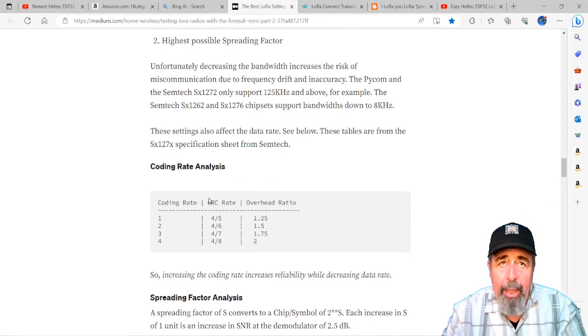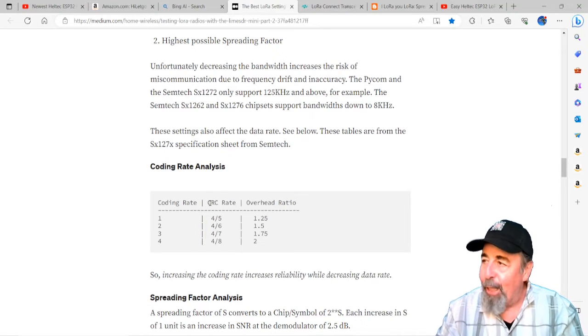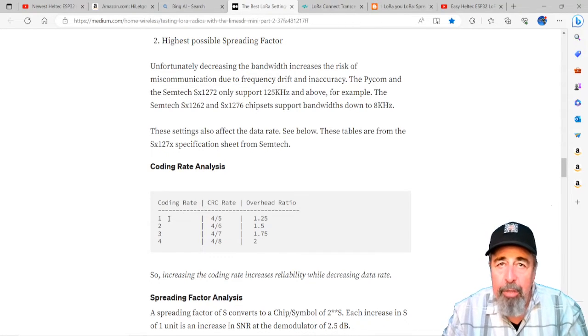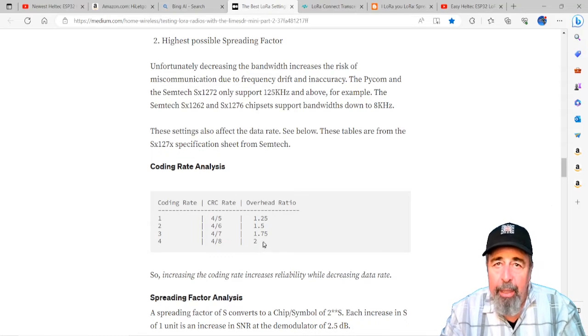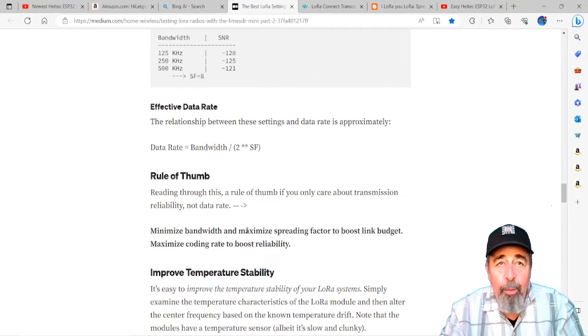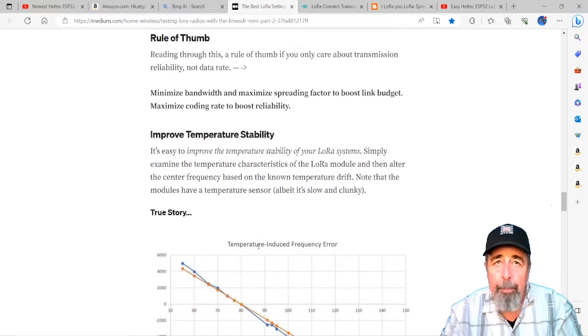Now here's the code rate analysis. Now CRC, basically that's the check to determine that did you get the packet and is it correct? So this coding rate, increasing this coding rate has some overhead, but what it does is it makes your transmission more accurate. Rule of thumb. So reading through all of this, to simplify and summarize, we could say minimize bandwidth, maximize spreading factor to boost the link budget, and then maximize the coding rate to boost reliability.